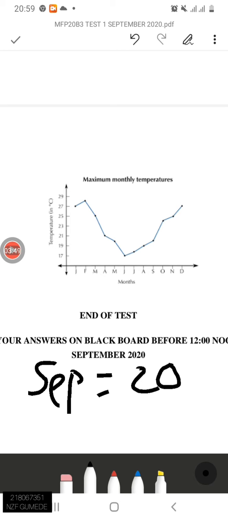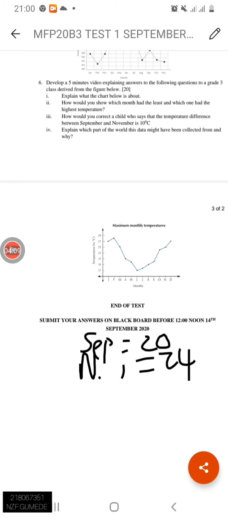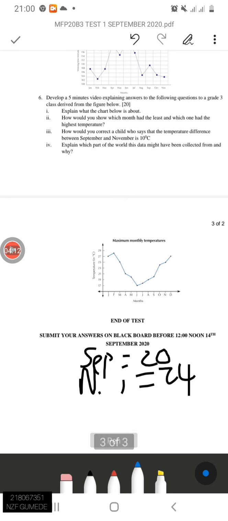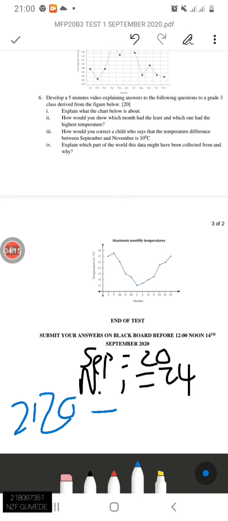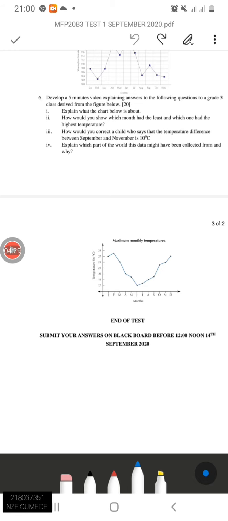And then I'll ask learners to go to November now. They'll take their ruler and find out which temperature November is at, and then they'll tell me that November is at 24 degrees. So they're going to write November is at 24 degrees. Now they're going to have to subtract 20 and 24 because that's how we're going to find our difference. You can't subtract a bigger number from a smaller number, so it's 24 minus 20, and that will give us 4 degrees Celsius, which means the difference between September and November temperatures is 4.